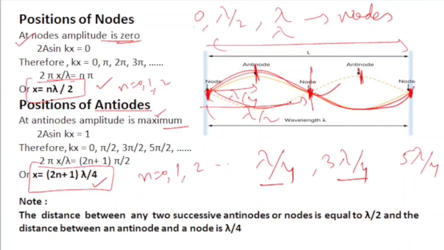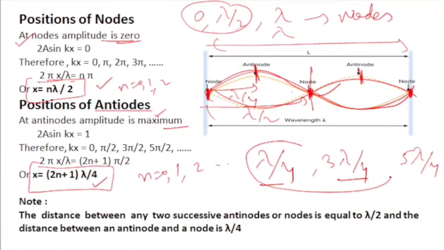In this way, a stationary wave is formed when two waves traveling in opposite directions superimpose, having the same amplitude. What is the distance between these two nodes? The distance between two nodes is always lambda by 2 when you take the difference of these two. First and second node, second and third node, third and fourth node, and also the distance between two antinodes is lambda by 2. So this point is very, very important.